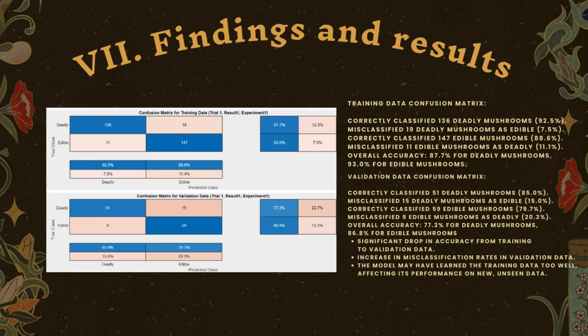edible 15%, misclassified edible mushroom as deadly 20%. Overall accuracy 70% for deadly mushroom, 86% for edible mushroom. Overall accuracy shows a significant drop in accuracy going to validation data. Increase in misclassification rates in this validation data. The model may have learned the training data too well, affecting its performance on new unseen data.